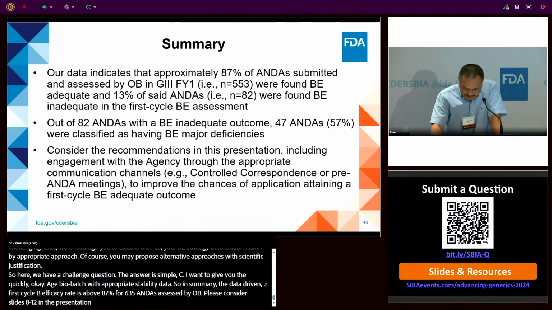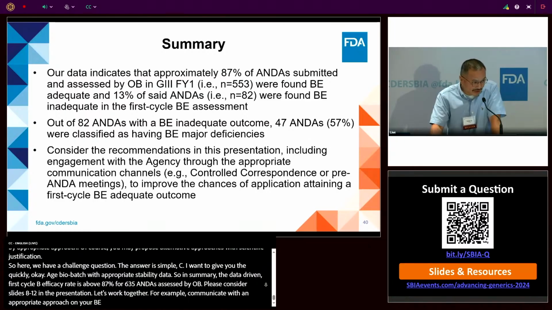Let's work together. For example, communicate with us by an appropriate approach on your BE strategy to bring effective, safe generic drug products to the American people.